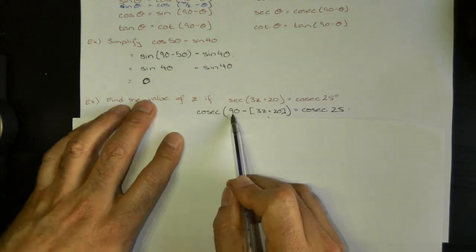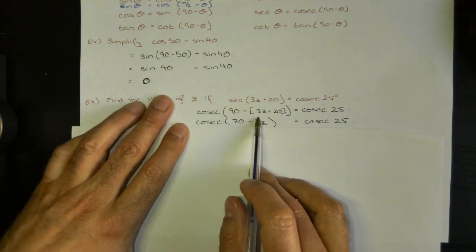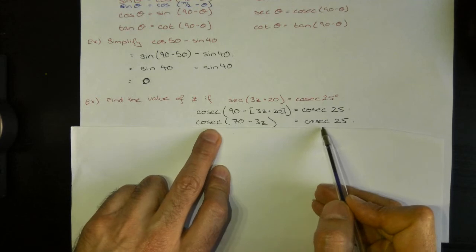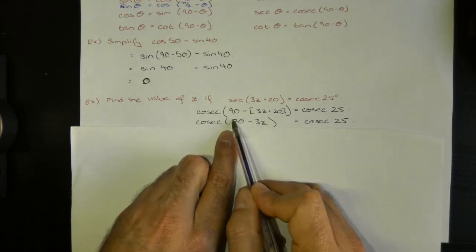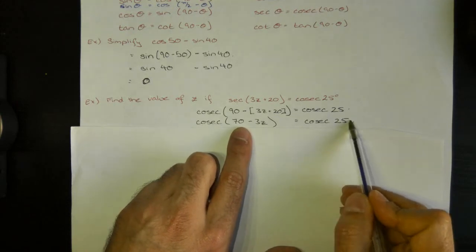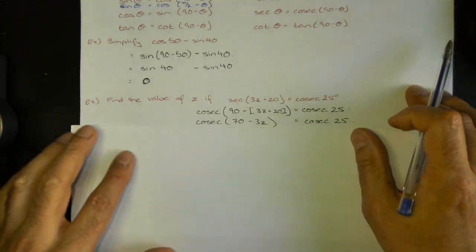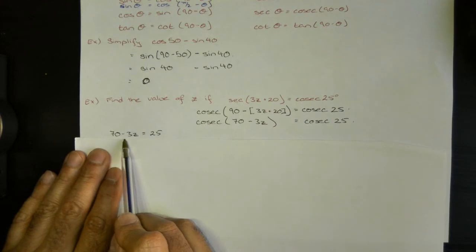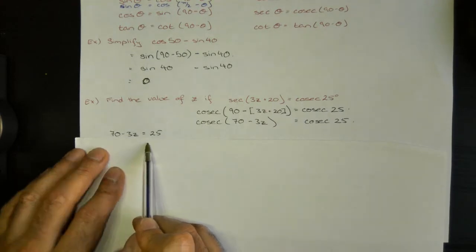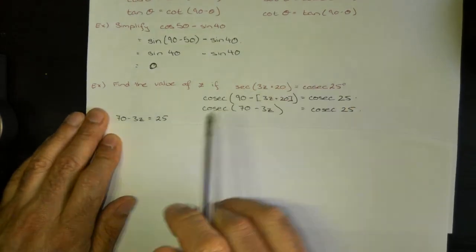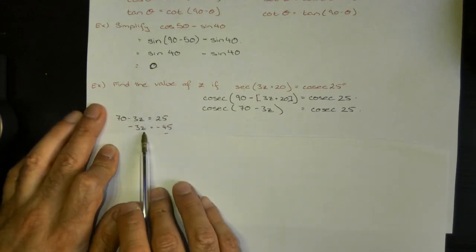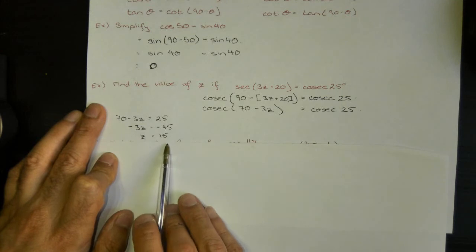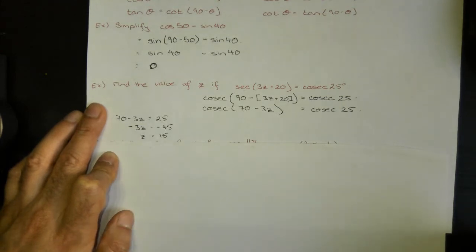Collect like terms, so 90 take away 20 is 70 minus 3z. Now that they're in the same function, that means that this stuff here has to equal this stuff. So all I can write is 70 minus 3z equals 25. And now it becomes an algebraic expression we can solve for z. Minus 70 from both sides, we get negative 45. And then divide by negative 3, we get 15. So z is worth 15.